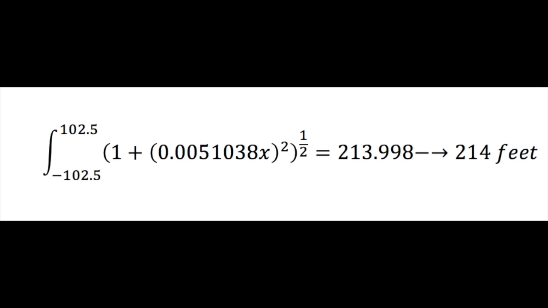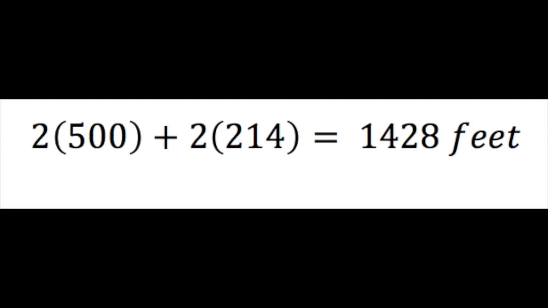The values were simply plugged in. A was -102.5, B was +102.5, and as stated previously, f'(x) was 0.005103x. Once all the values were plugged in, we got that the arc length of the track field was 213.998 feet, which approximated to 214 feet.